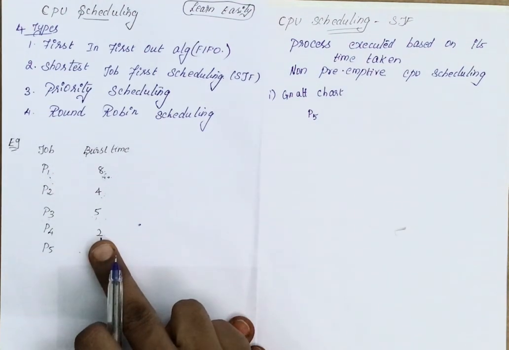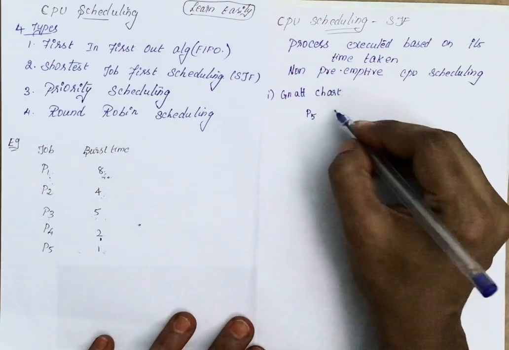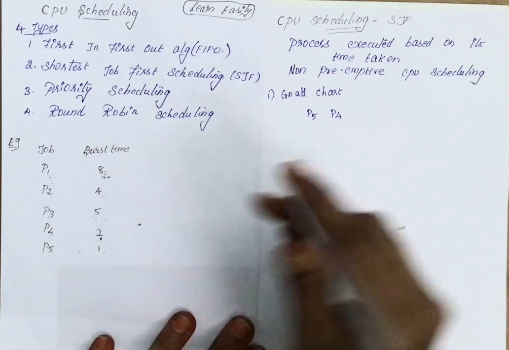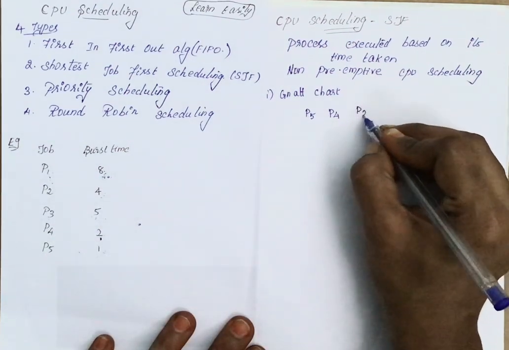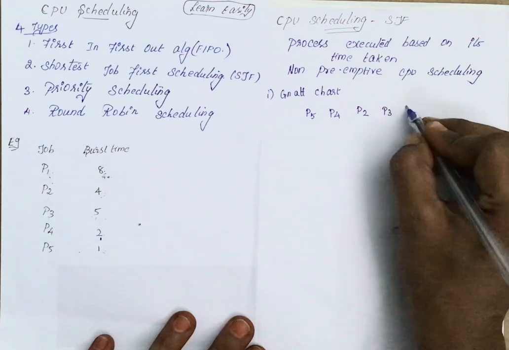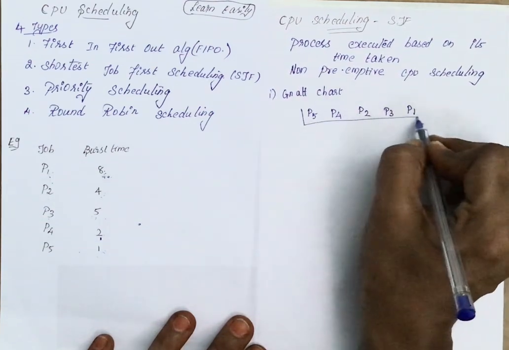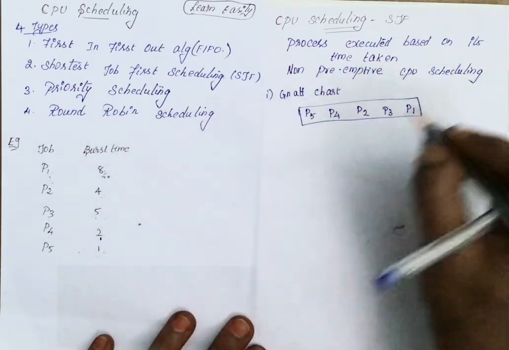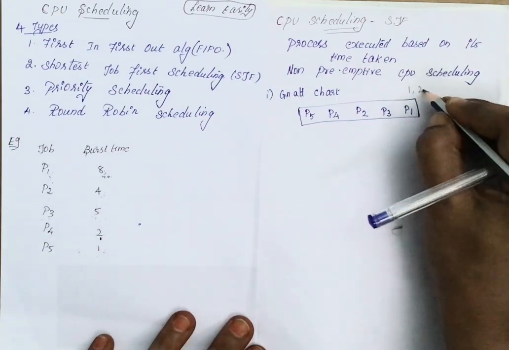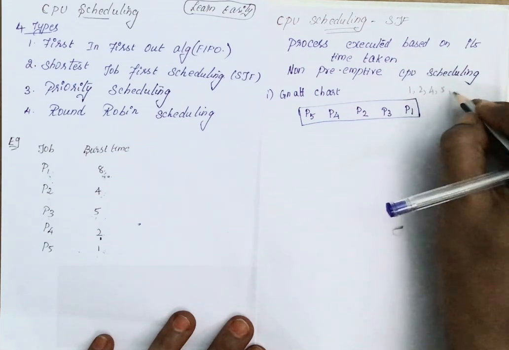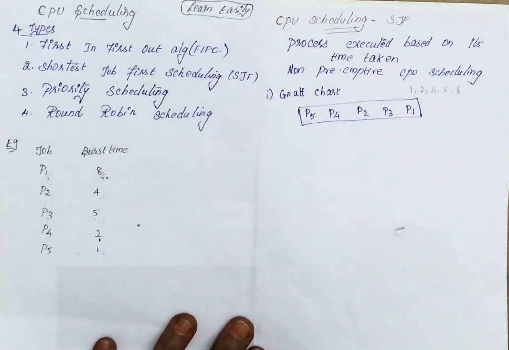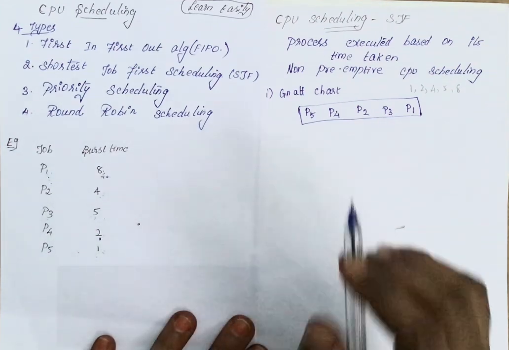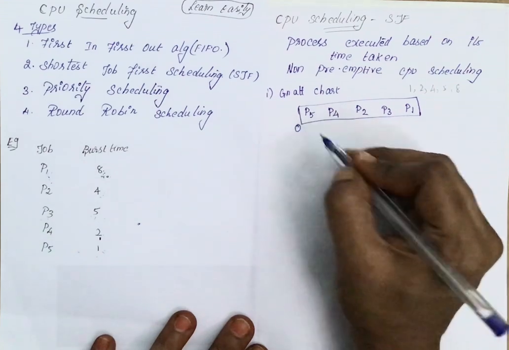Next is P4, which has 2. Next one is P2, which has 4. Next P3 and P1. So we are writing it as 1, 2, 4, 5 and 8. Yes, it is in ascending order. Initially, if any waiting time is given, that is to be considered. Here no waiting time is given, so initially the waiting time will be 0.